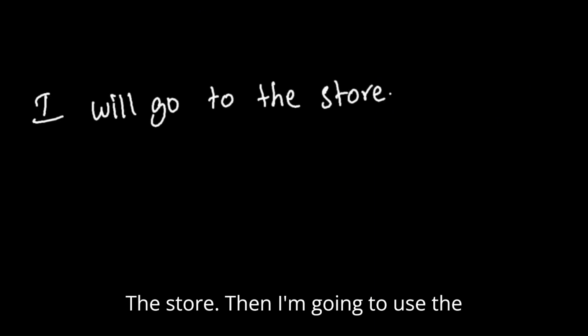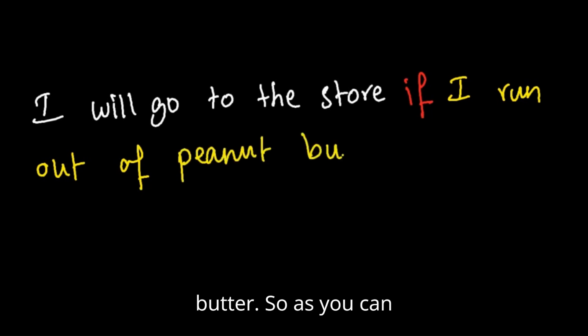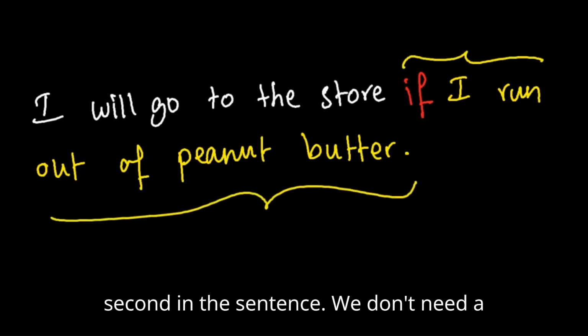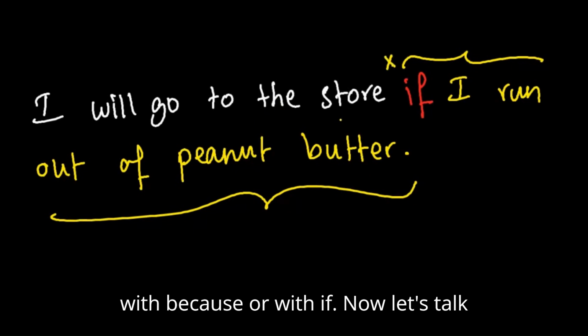Let's look at another example. I will go to the store. Then I'm going to use the conjunction if I run out of peanut butter. So as you can see, because the subordinate clause comes second in the sentence, we don't need a comma here in the middle of the sentence with because or with if.